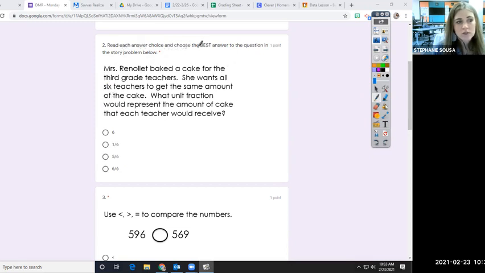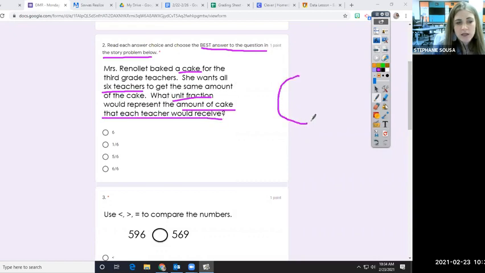Read each answer choice below and choose the best answer to the question in the story problem below. Mrs. Rinaley baked a cake for the 3rd grade teachers. She wants all 6 teachers, so there's a cake and there's 6 teachers, to get the same amount of the cake. What unit fraction would represent the amount of cake that each teacher would receive?